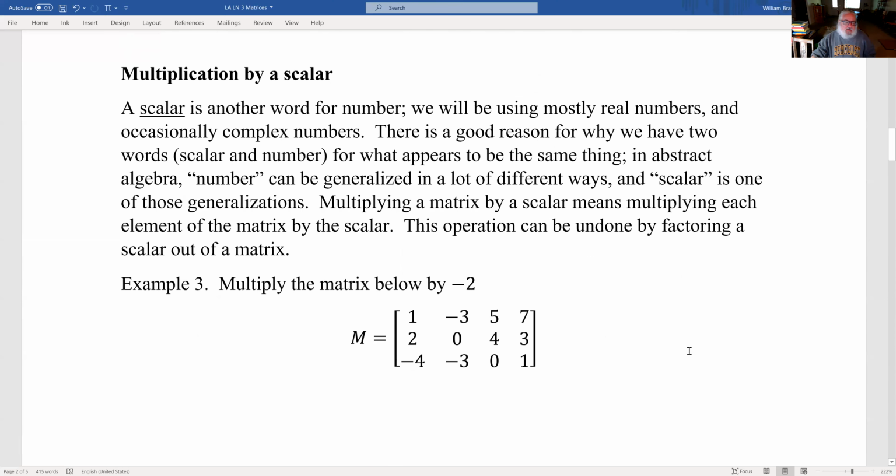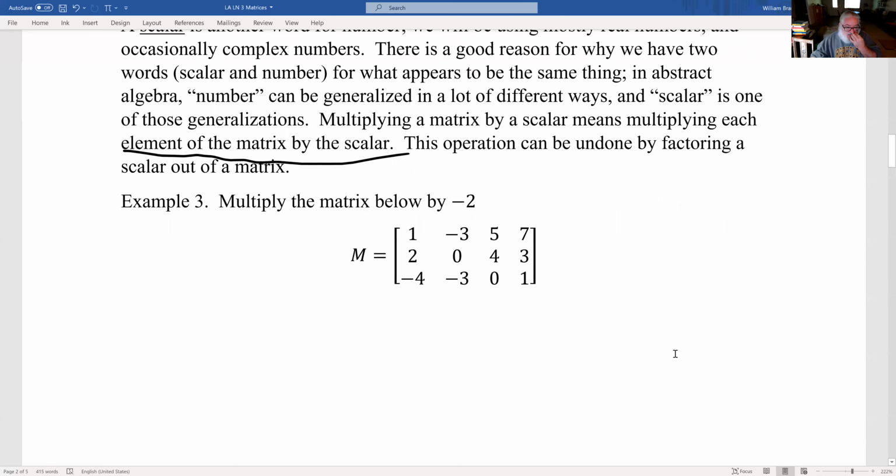So, multiplication by scalar. Scalar is another word for number. And our scalars will generally be real numbers and occasionally complex numbers. We have lots of words that mean the same thing in math, but in different contexts. So scalar and number appear to be the same thing. As you generalize in more abstract algebra, you can generalize number in a lot of different ways. Scalar is one particular way to generalize that. And so multiplying a matrix by a scalar means multiplying each element of the matrix by the scalar.